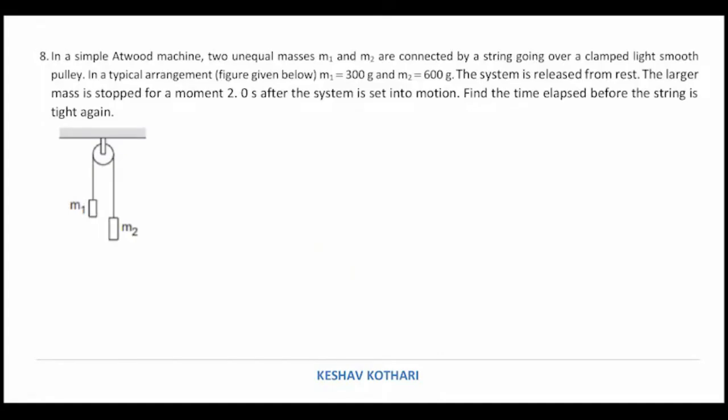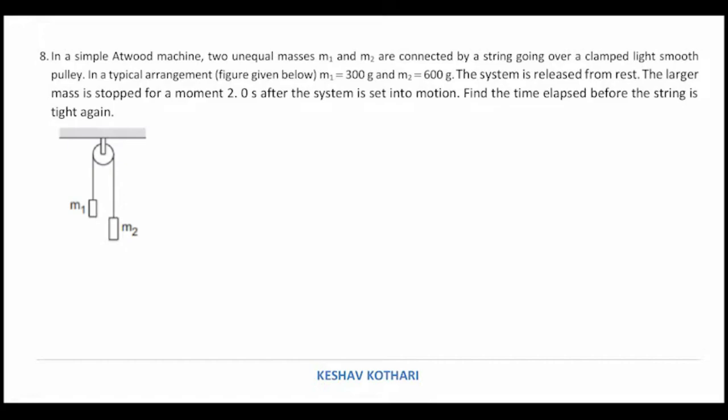In a simple Atwood machine, two unequal masses m1 and m2 are connected by a string going over a clamped light smooth pulley. In a typical arrangement, shown in the diagram below, m1 is equal to 300 gram and m2 is equal to 600 gram. The system is released from rest. The larger mass is stopped for a moment at t equal to 2 seconds after the system is set into motion. Find the time elapsed before the string will become tight again.